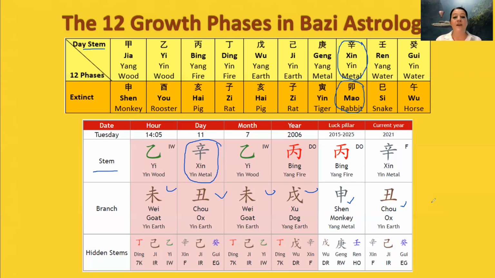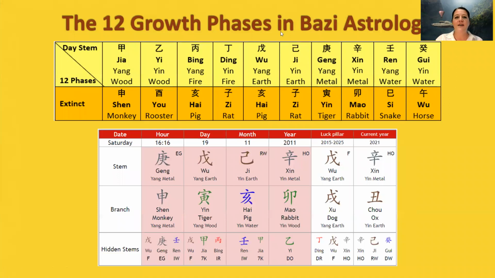And if you haven't watched the previous 9 parts, I would say go back, watch those videos and check whether you have one of those phases in your chart. But here, this person has no extinct phase. Now let's have a look at another example.